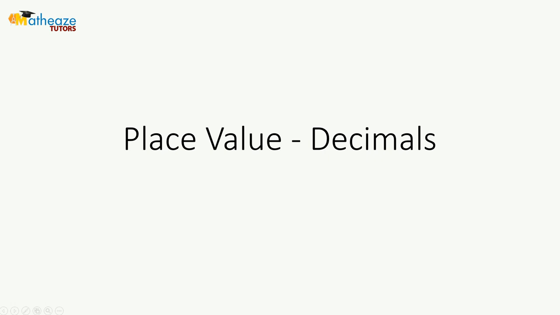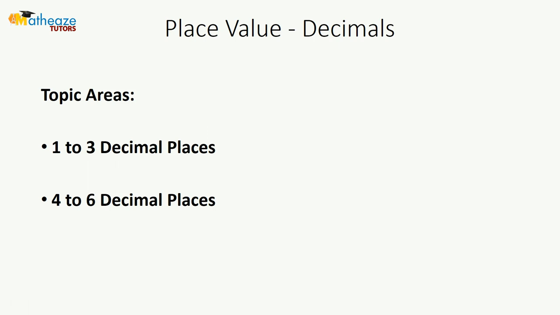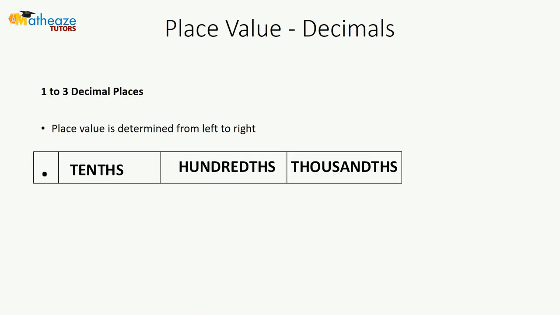Let's examine place value for decimal numbers. Our focus will be on 1 to 3 decimal places and 4 to 6 decimal places. We'll be starting with 1 to 3 decimal places.